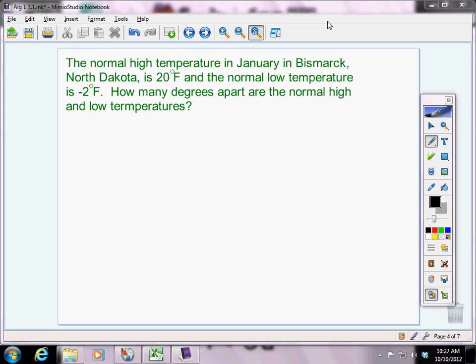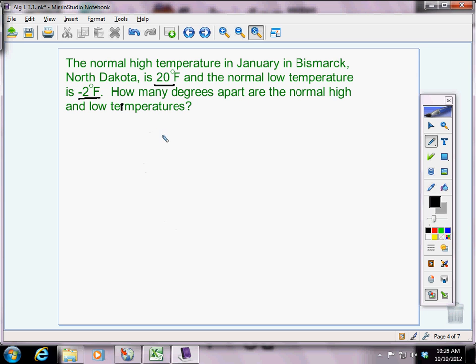If you look at this example, it says the normal high temperature in January in Bismarck, North Dakota is 20 degrees Fahrenheit, and the normal low temperature is a negative 2 degrees Fahrenheit. How many degrees apart are the normal high and normal low temperatures? Apologize for spelling that wrong.